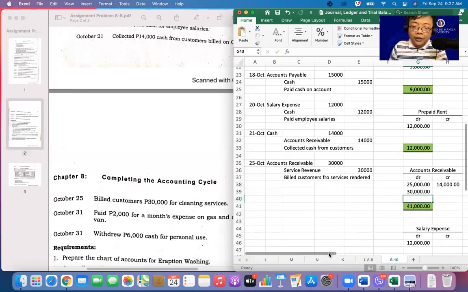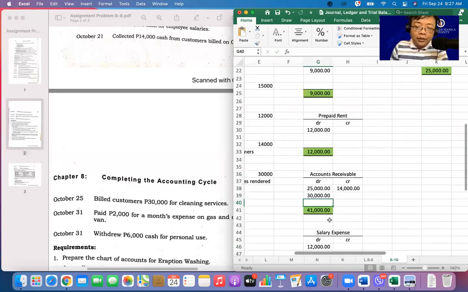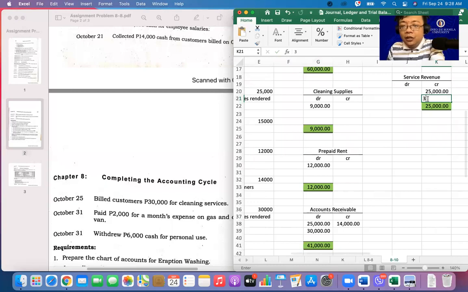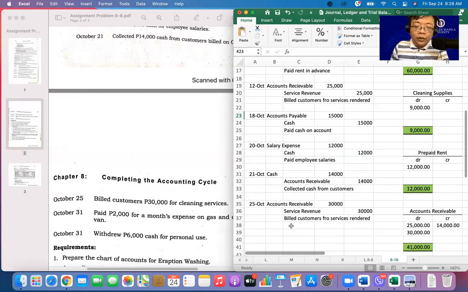Sa kabila pala. By the way, I put all the debit here and all the credit balance sa kabila, so at least later when we are in the trial balance, it is easy referencing, di ba?